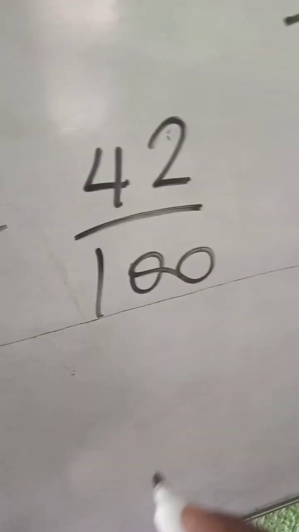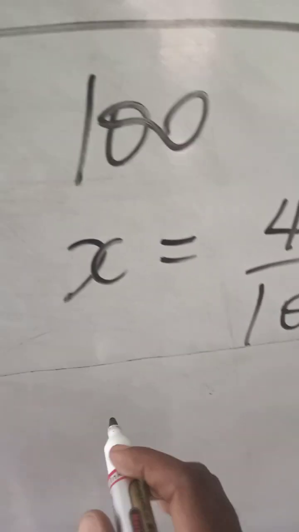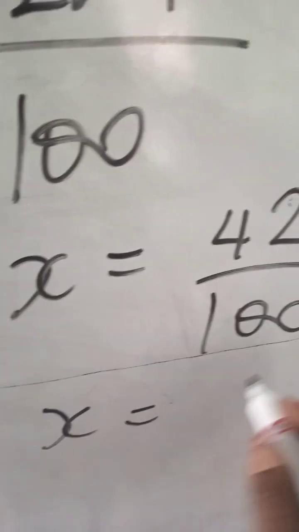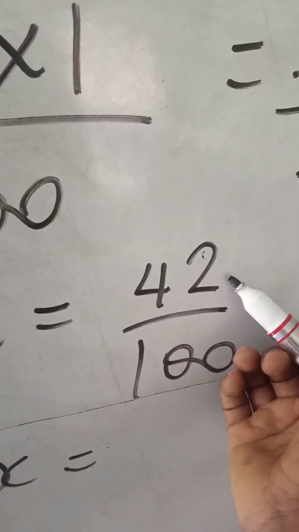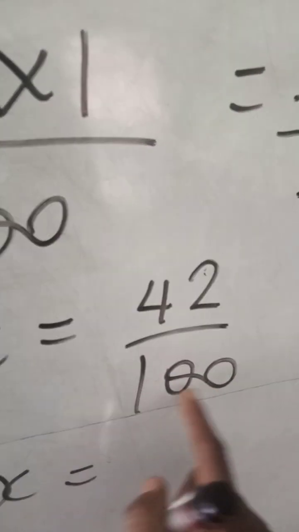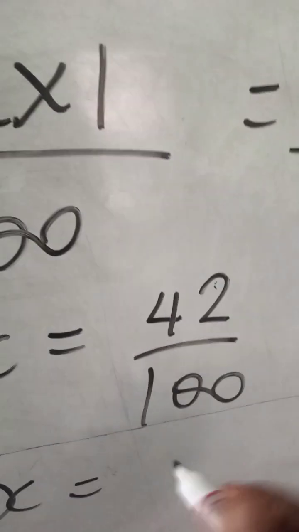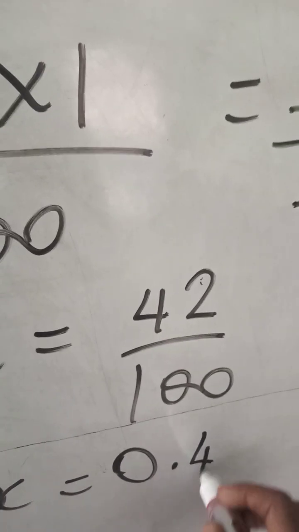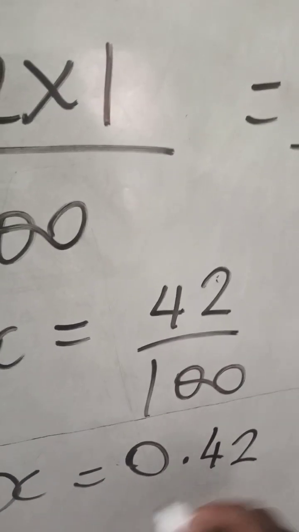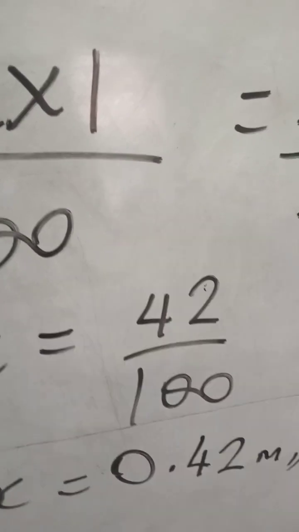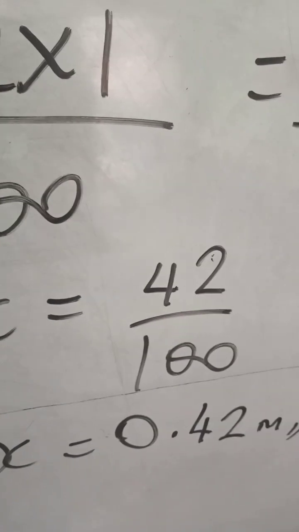Now, from what we know, if you have looked at my earlier videos, when you have something like this, you don't have to trouble yourself. Since it's divided by 100, you just move. Since it's 2 zeros, you move 2 places leftward. That'll give us 0.42 as our final answer. 0.42 meters becomes our final answer.